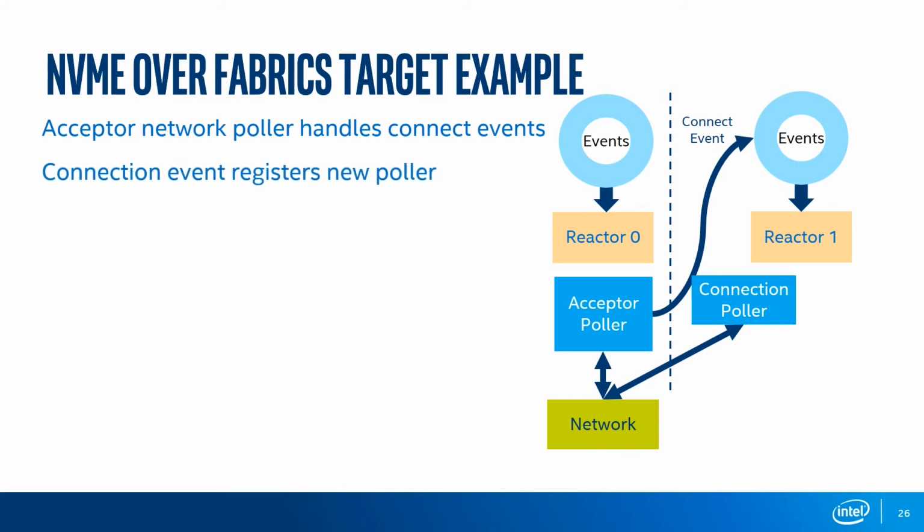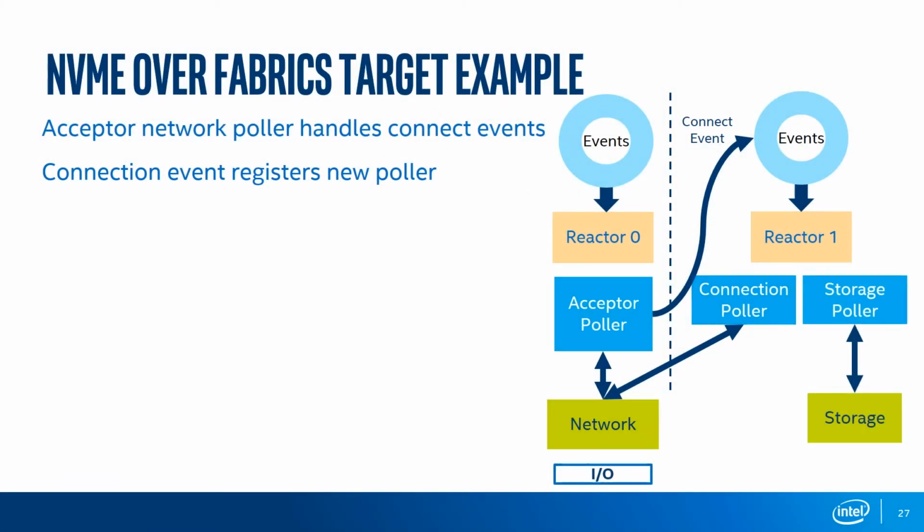So this particular acceptor event that we set up will run a function that creates a new poller to handle that connection. So now that poller is running over on that other core, looking at a new connection that we've created. We're going to handle an I/O on that connection.